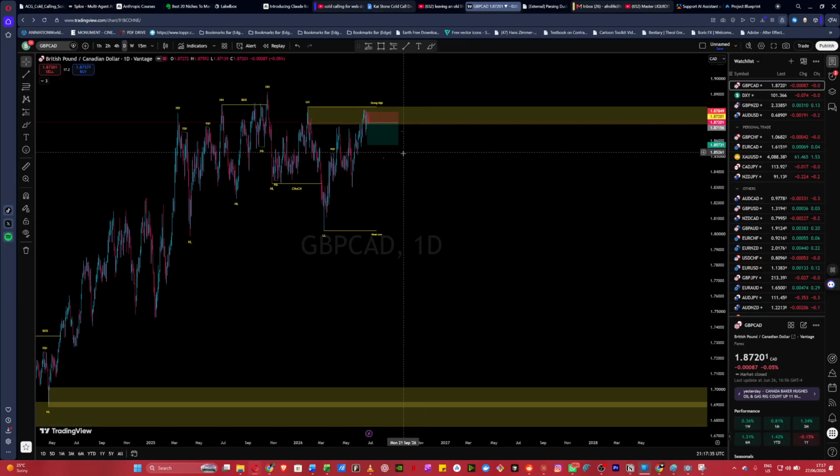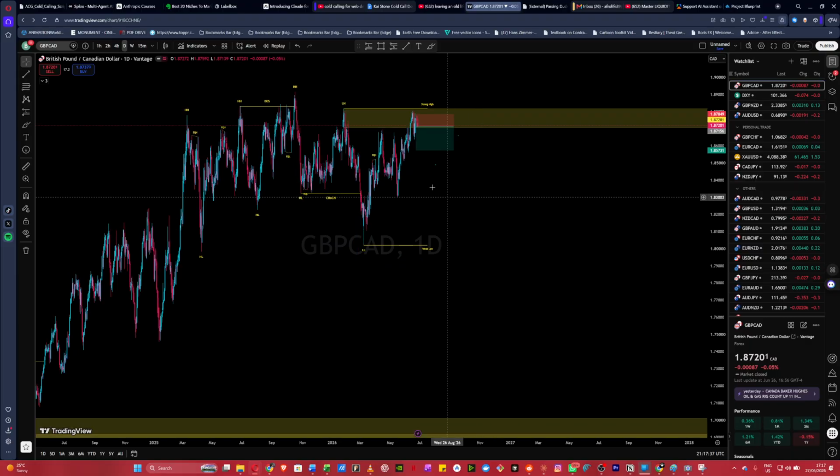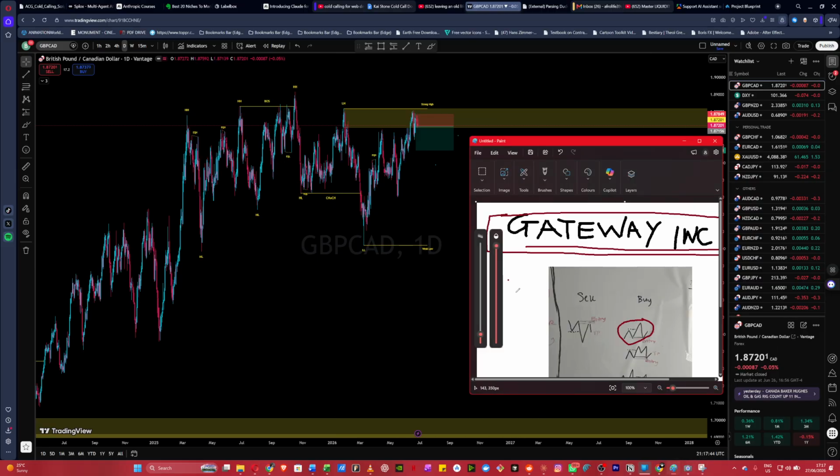I was actually in this trade last week. This is GBP CAD. I was in this trade last week, as you can see clearly. This is the level, right here, right? This is the shoulder on this side, and then it took out these lows, came back to retest. It might not come back to this shoulder, right? Because it has been on an uptrend.